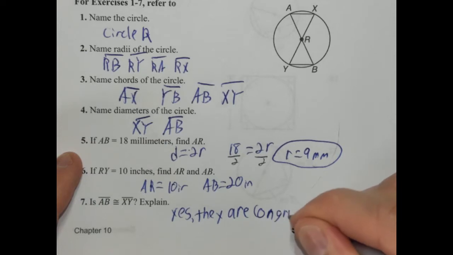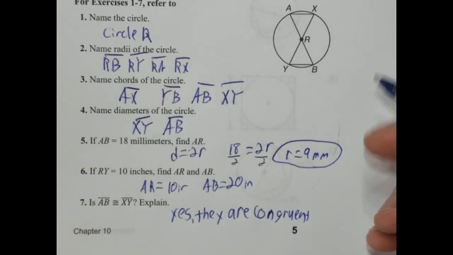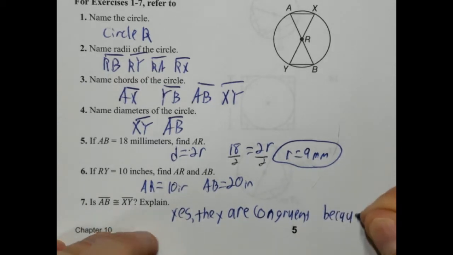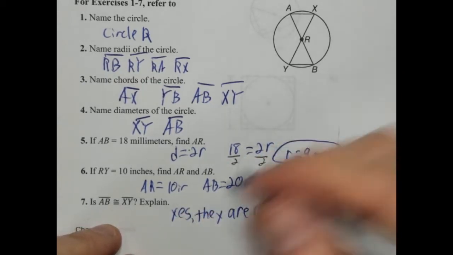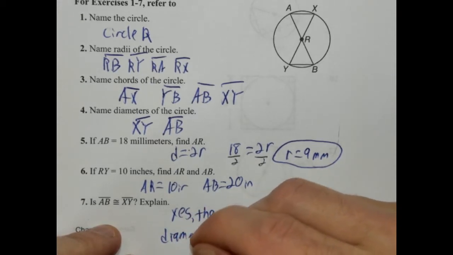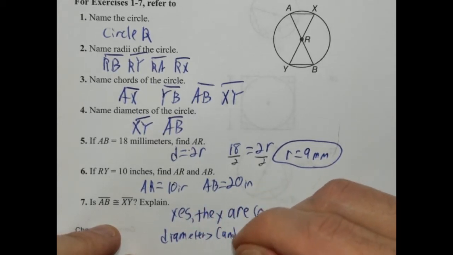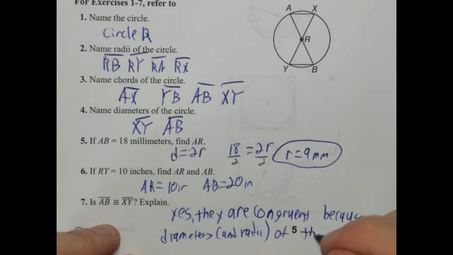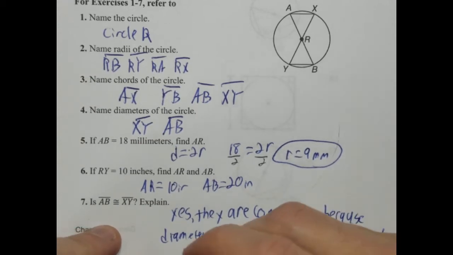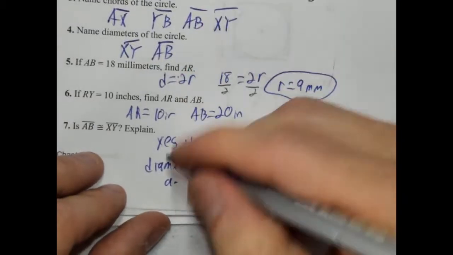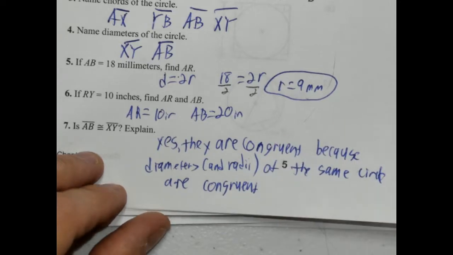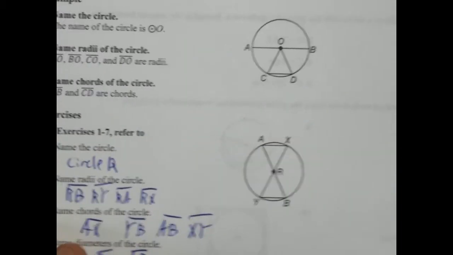You may be asking yourself, why? Why are they congruent? Well, diameters of the same circle will be congruent, and same with radii as well. Diameters and radii, it's just fun to say radii, of the same circle are congruent. Okay. All right, so hopefully that helps. Let's go ahead and flip it over.